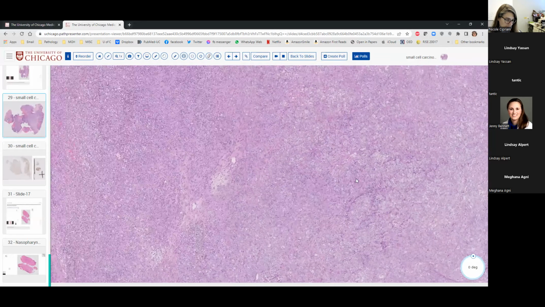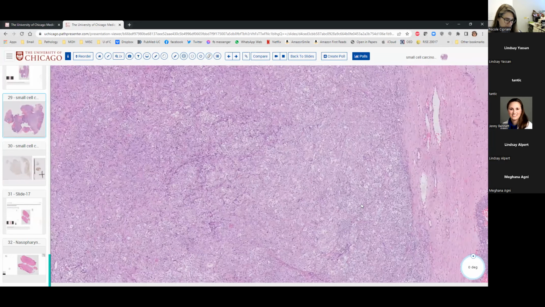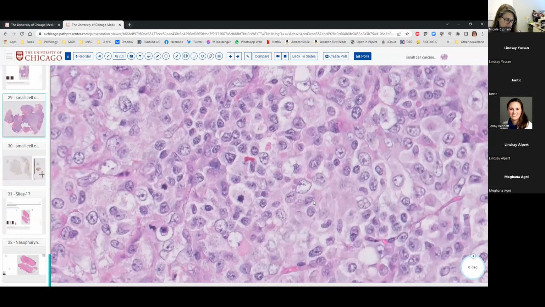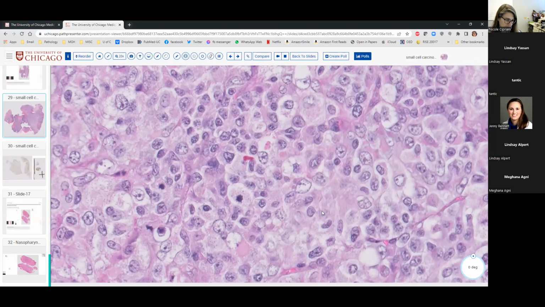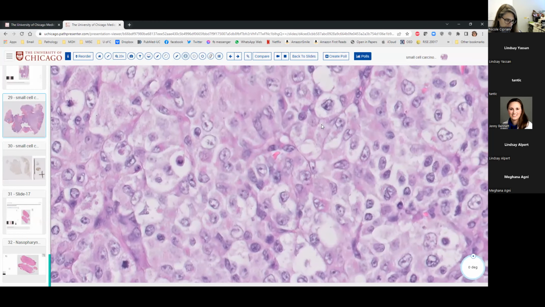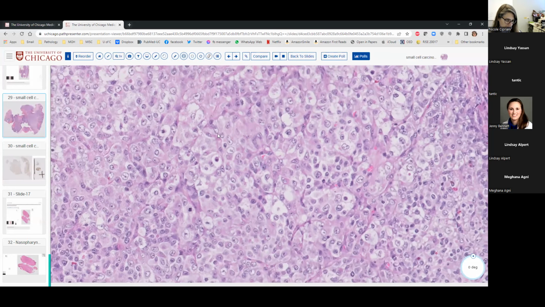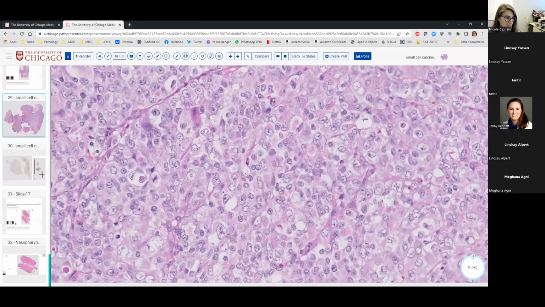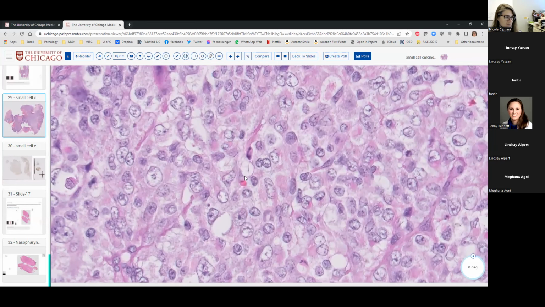What else is characteristic? A few more nests over here, and you do have more abundant cytoplasm, as we talked about before. In some areas, it's a little more eosinophilic. I think in a few areas, it might even have a rhabdoid appearance. I can't remember if this particular slide had it or not. Oh yeah, here's some rhabdoid appearance.